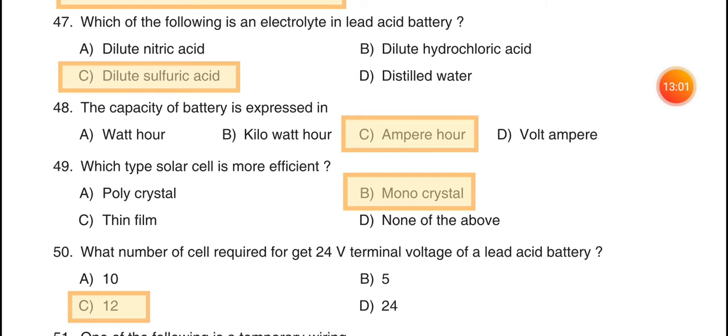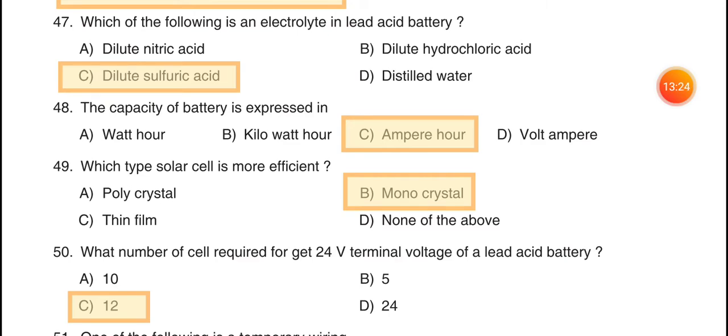47. Which of the following is an electrolyte in lead acid battery? Answer is option C, dilute sulfuric acid. 48. The capacity of battery is expressed in. Answer is option C, ampere hour.